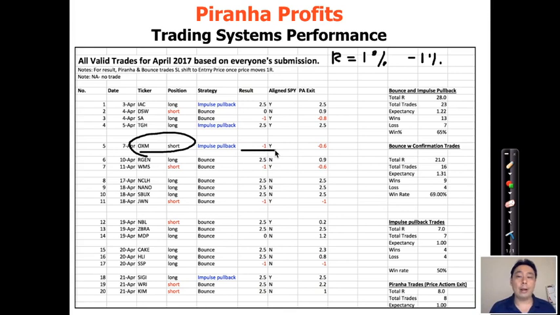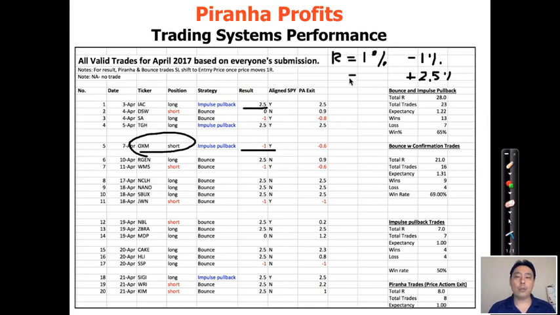When you have a winning trade, you get, for example, 2.5 R of a win. So that means you get a return of 2.5% return on your capital. All right, so we measure our performance in terms of R.